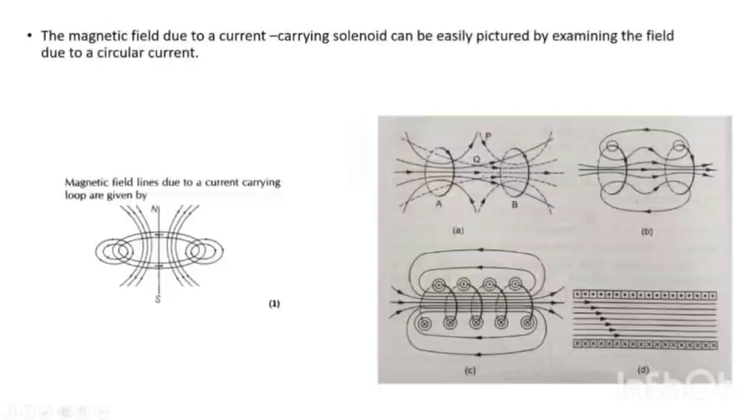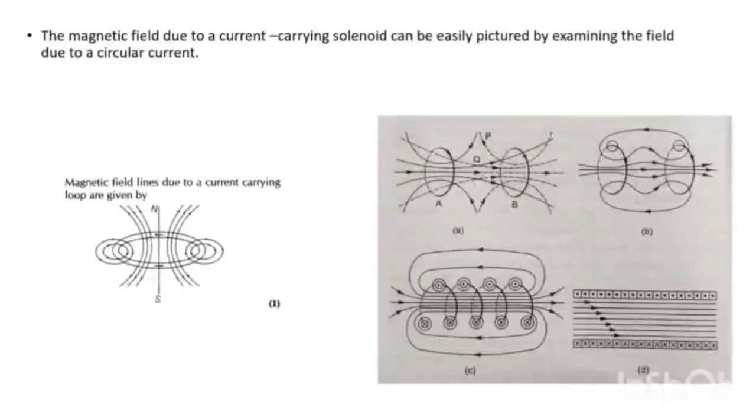We know that at point P, which is quite off the axis, the magnetic fields due to the two loops are in opposite directions. On the other hand, at point Q, which is on the axis or close to the axis, the two fields are in the same direction. Figure B shows the resultant field lines due to the two loops.